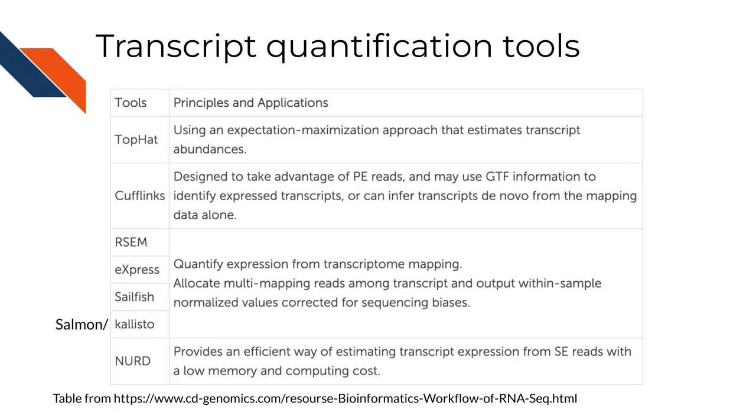TopHat uses an expectation maximization approach that estimates transcript abundances. Cufflinks is designed to take advantage of paired reads and may use GTF information to identify expressed transcripts, or can infer transcripts de novo from the mapping data alone. RSEM, eXpress, Sailfish, Kallisto, and Salmon quantify expression from transcriptome mapping and allocate multi-mapping reads among transcripts and output within-sample normalized values corrected for sequencing biases. Sleuth provides an efficient way of estimating transcript expression from reads with a low memory and computing cost.